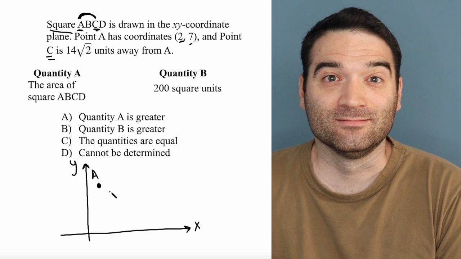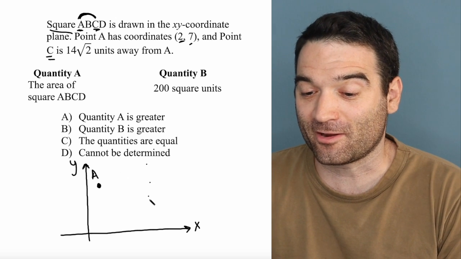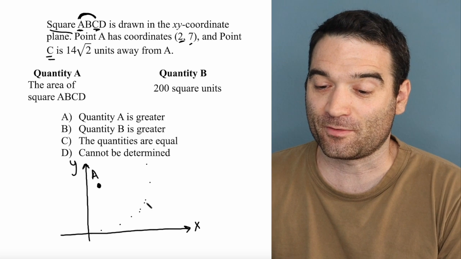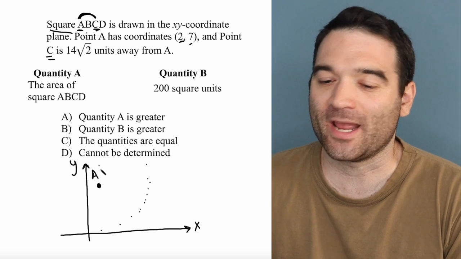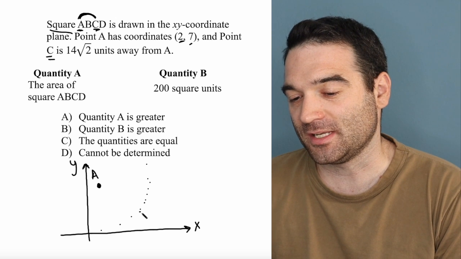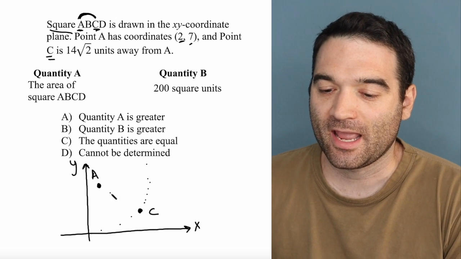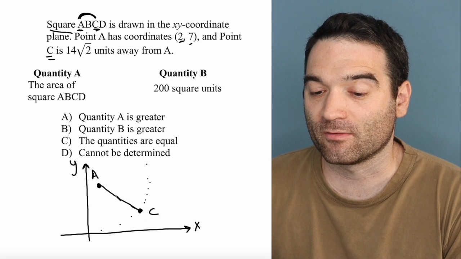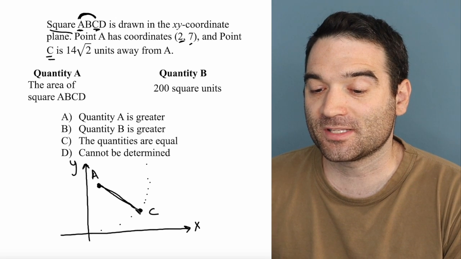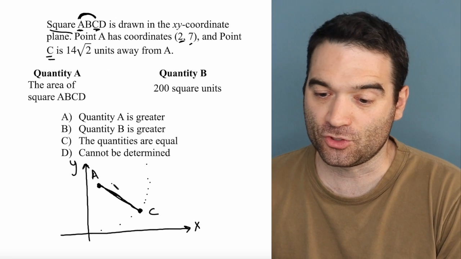Where is C? Well, it could be over here, it could be over here, it could be in all sorts of different places, right? But it actually doesn't matter, and here's why. Let's just, for the sake of argument, put C right there. I don't know. C is right there. And we know that that is the diagonal of a square, right? We know it's the diagonal of a square, and we know that it is 14 root 2 units away.